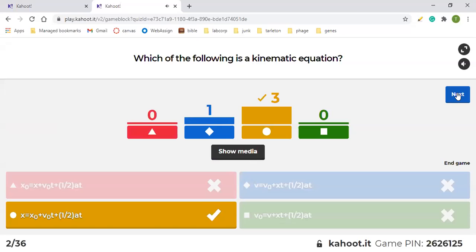So your next kinematic equation is going to be your final x position is equal to your initial x position plus your initial velocity times time plus 1/2 of your acceleration times time squared.